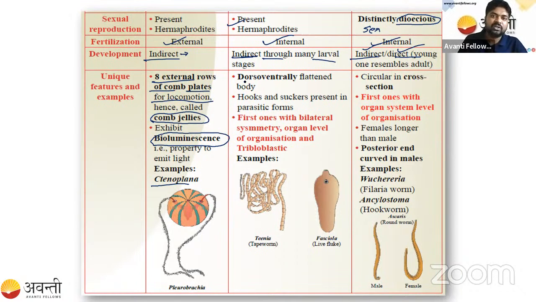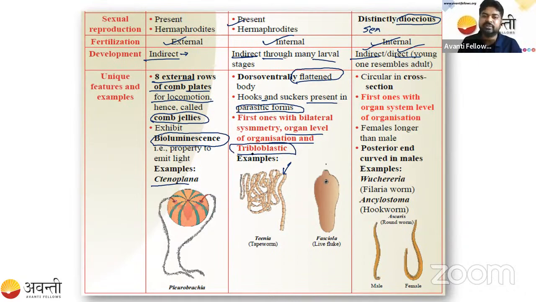Here you can see the dorsoventrally flattened body, and that's why it is known as the flatworm. Here you can see the flatworm. Okay, hooks and suckers are present for sucking nutrient material from the host body in the parasitic form. Most of them are first with bilateral symmetry. You can see the bilateral symmetry here. Organ level of organization and triploblastic, that means they are made by three different layers. Examples are Taenia, meaning tapeworm, and liver fluke, meaning Fasciola. Okay. Next one is the roundworm.